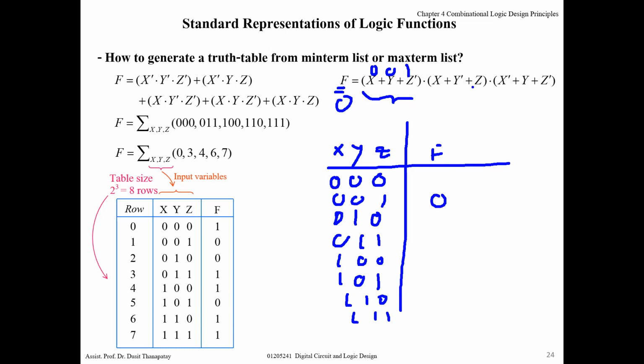x plus y prime plus z: it will be 0 when x is 0, y is 1, z is 0. So 0, 1, 0 at here. And this term, x prime plus y plus z prime, will be 0 when x is 1, y is 0, z is 1. So 1, 0, 1 at here. And for the other inputs, you give 1 as the result. Pretty easy, right? This is a basic skill.